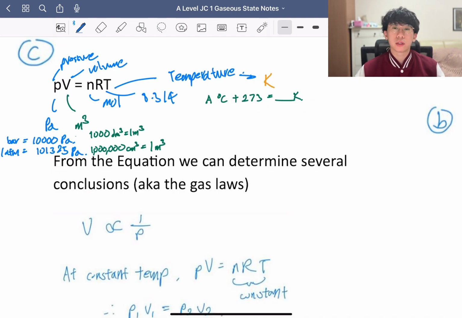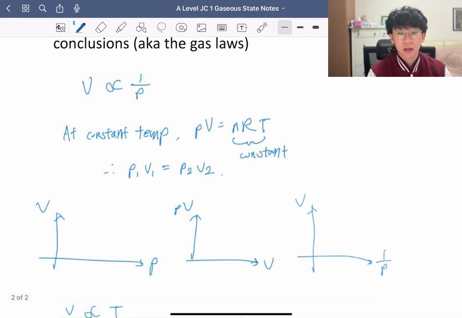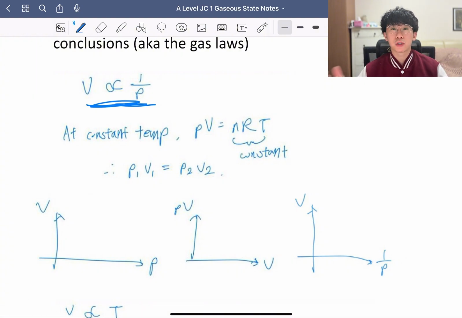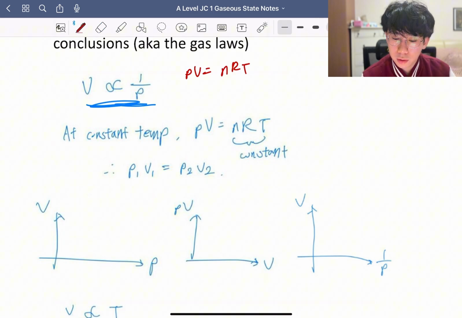So why is this equation so important? It's because just by knowing this equation alone, you can already determine several relationships between pressure, volume, temperature, and number of moles, plus any other ways you can manipulate these units. Here's an example. From the equation, you can see that volume is directly proportional to 1 over P, or you could say it's inversely proportional to pressure. I know that because PV equals nRT is equivalent to P equals nRT times 1 over V.